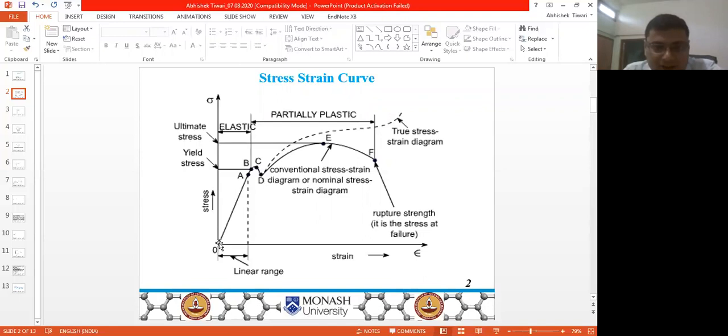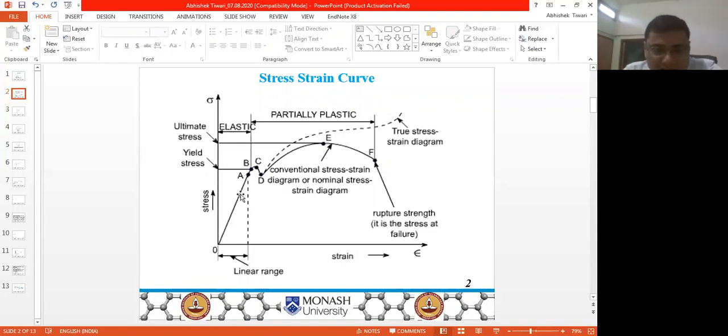So as we increase load, there is an increase in length, and the stress increases with strain linearly. At point A, this is called the proportionality limit. From point O to A, the stress increases with strain linearly, and this is called the linear region, and the point A is called the proportionality limit.